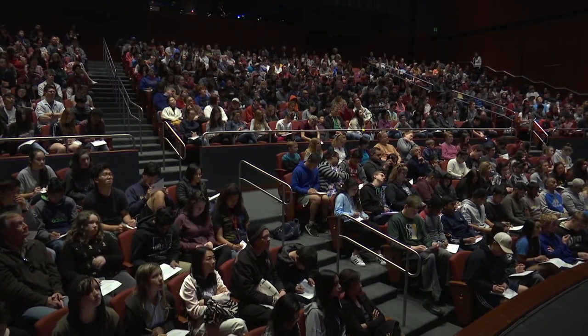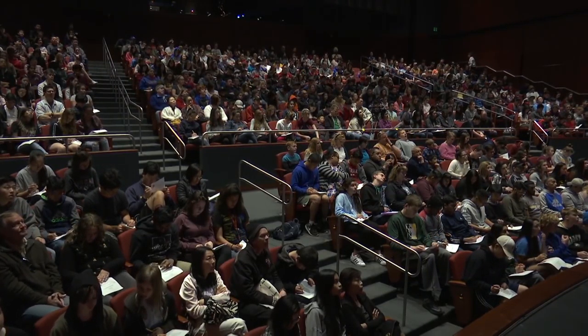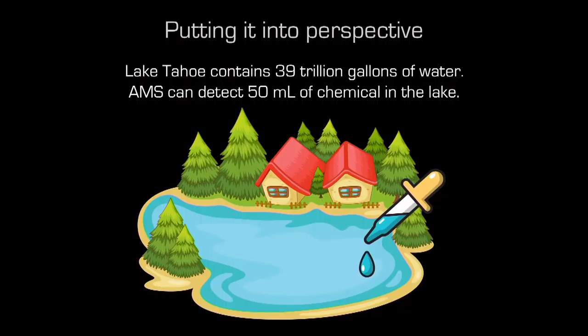And just to put things in perspective, I'm sure most of you are familiar with Lake Tahoe up in the Sierra Nevadas. It's a pretty big lake, right? 39 trillion gallons of water in a non-drought year. Well, if you took 50 milliliters of a chemical, which is about half of what you can fit in a turkey baster, and put that into the lake, and took a sample from the lake, AMS could detect that chemical. That's how sensitive it is.